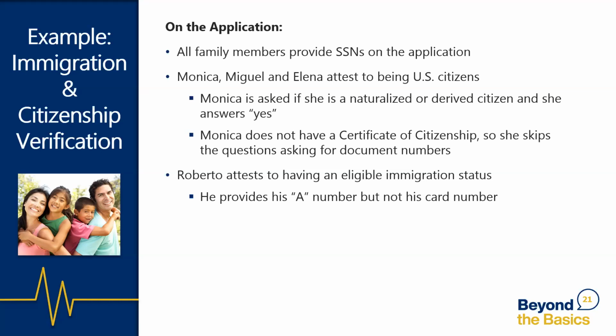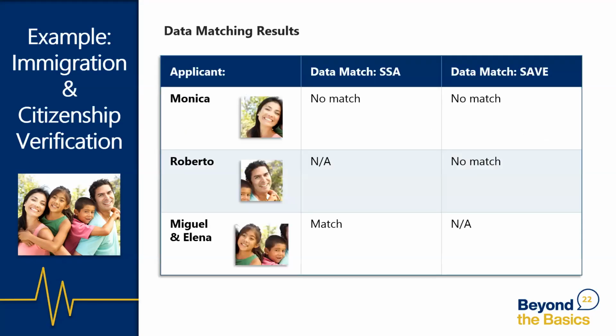Roberto attests to having an eligible immigration status, and he provides his A number, but he does not provide his card number. So he provides one piece of the information that's requested, but he doesn't provide the other. Maybe he couldn't decipher which number it was on the card. That could potentially happen. Next slide.